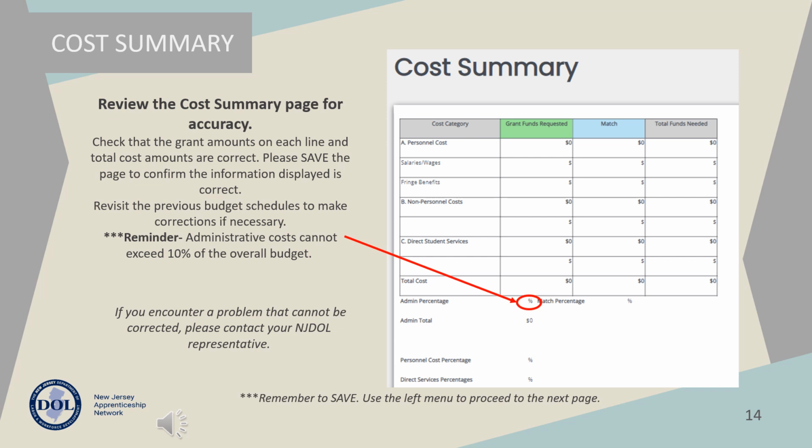Cost Summary. Review the cost summary page for accuracy. Check that the grant amounts on each line and total cost amounts are correct. Please save the page to confirm the information displayed is correct. Revisit the previous budget schedules to make corrections if necessary. Reminder, administrative costs cannot exceed 10% of the overall budget. If you encounter a problem that cannot be corrected, please contact your NJDOL representative. Remember to save. Use the left menu to proceed to the next page.